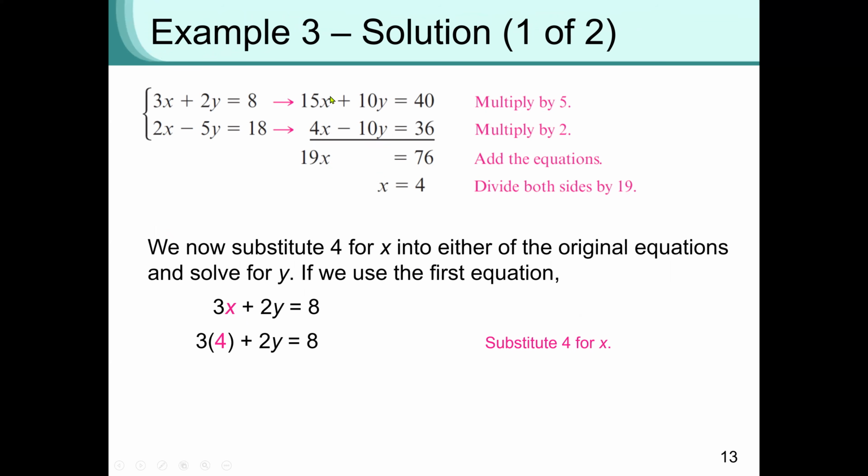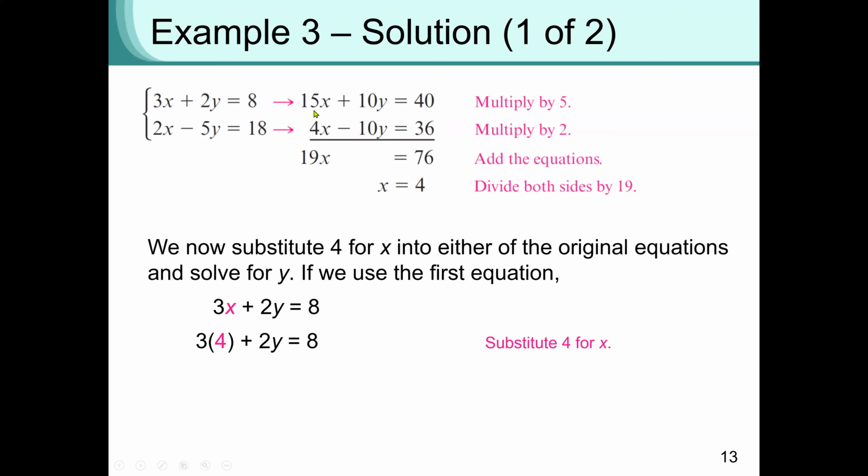Again, when we are multiplying, we have to multiply all the terms. So I'll multiply the first equation by 5. 5 times 3 will give me 15x. 5 times 2 will give me 10y. 5 times 8 will give me 40. Then the second equation, we are going to multiply by 2. So 2 times 2x will be 4x. 2 times minus 5 will be minus 10y. 2 times 18 will be 36.